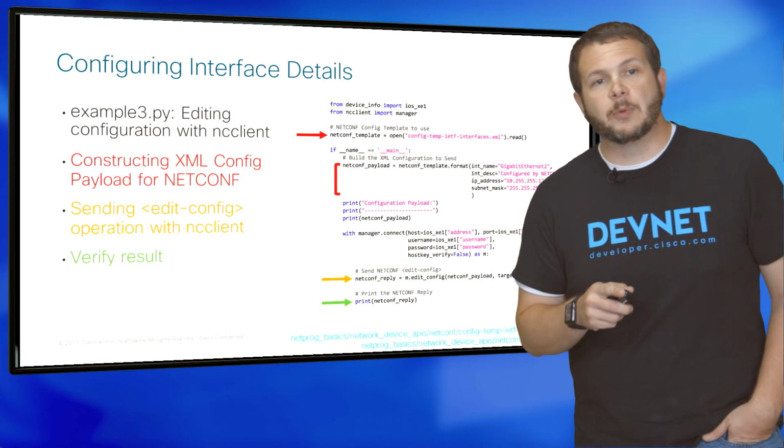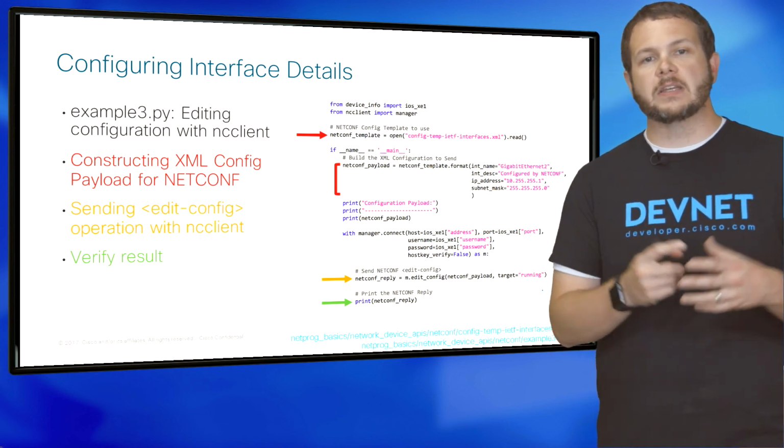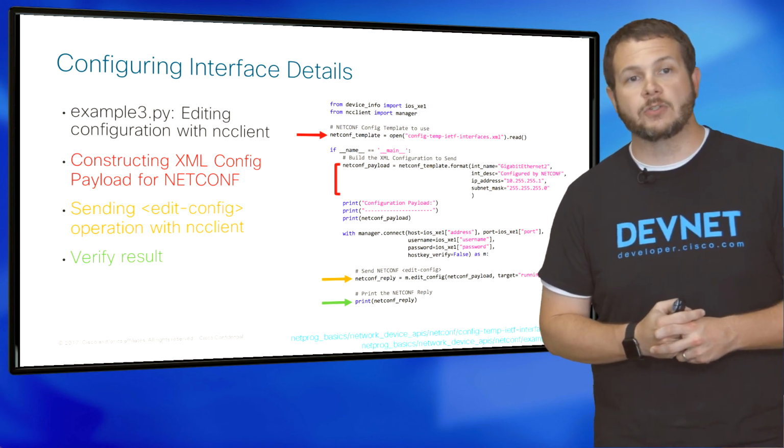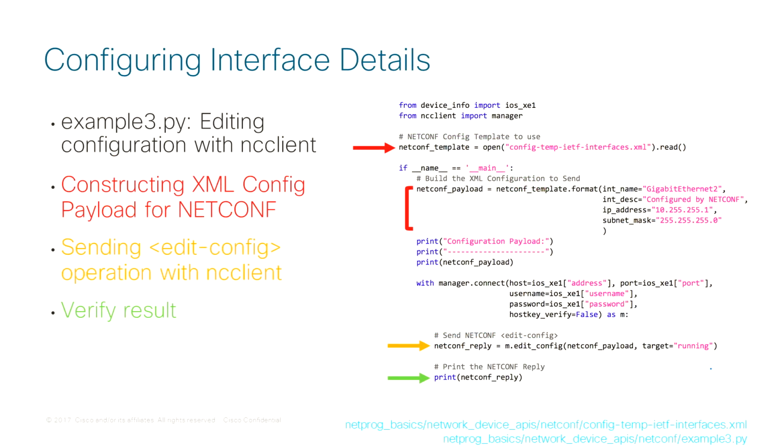Now in our next example here, example 3, we'll show how we can actually edit our configurations and update interface information out on the router using ncclient that's there. Let's take a look at this code. So jumping in once again, right, we shouldn't be surprised. We're importing our information. We're getting our ncclient manager that we can take advantage of.